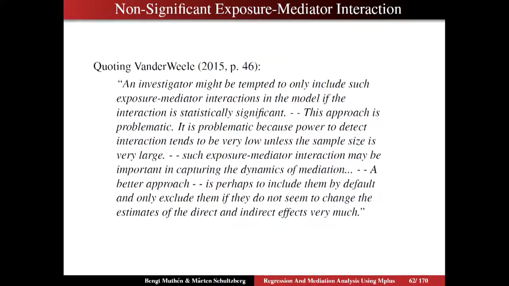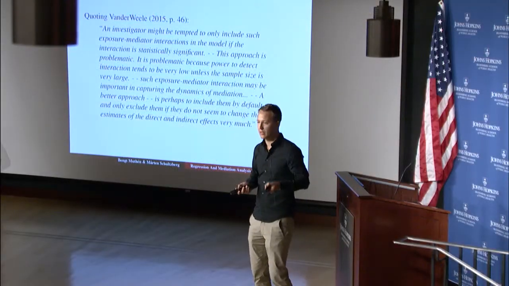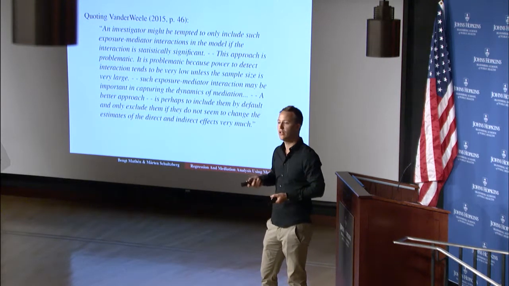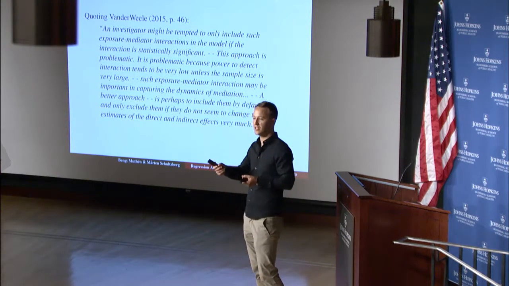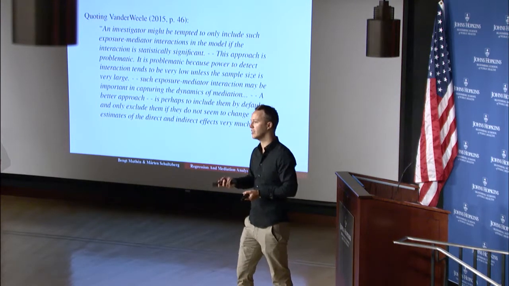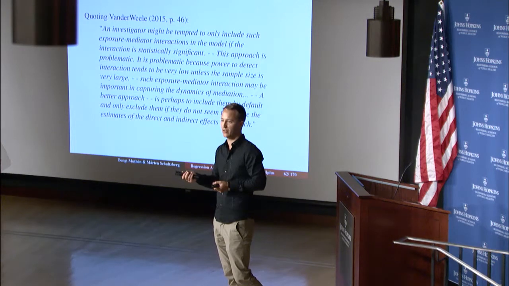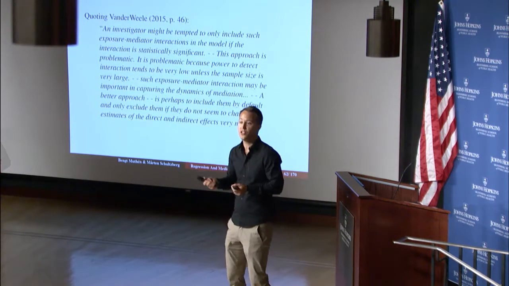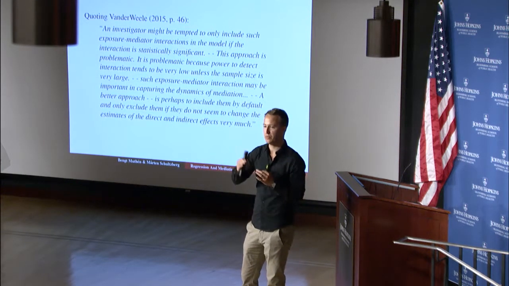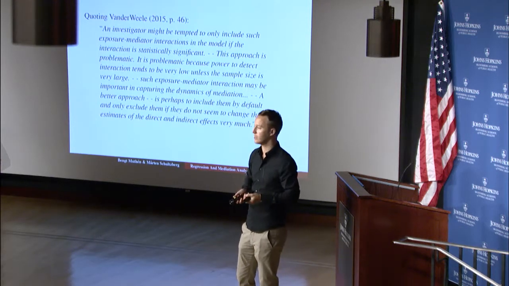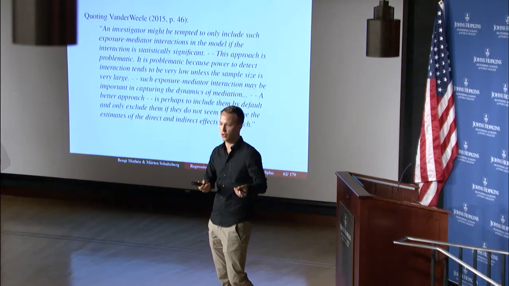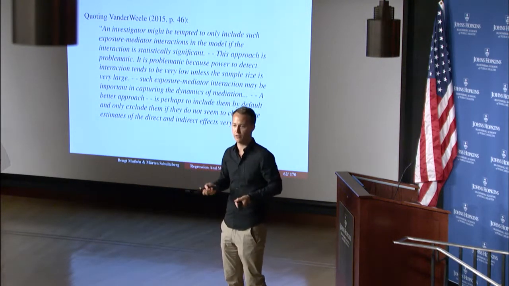So essentially what he says here is that even though you might be tempted, like Bengt said, to exclude this kind of interaction if it's not significant, maybe we should keep it anyway unless it doesn't change the indirect and direct effect if we remove it. And that's because usually it takes huge samples to find significant interactions. But that doesn't mean that there is no interaction. So it might still be very important for the dynamics of this mediation, right? So to really capture how this works, like for example with the baseline aggression thing, it makes a lot of sense that it would matter if you have a high baseline aggression if we talk about whether we can change your aggressive behavior.